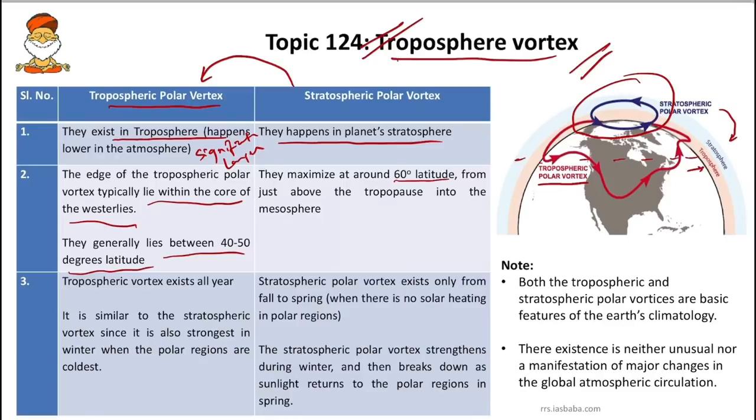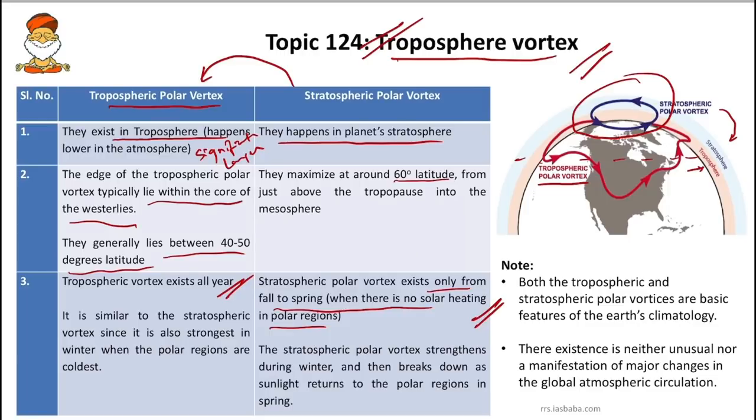The third important difference is that the tropospheric vortex exists all around the year, but the stratospheric polar vortex is stronger during the winter. I can say it exists only from fall to spring, when there is no solar heating in the polar region. So these are the major differences, but there are some common points.